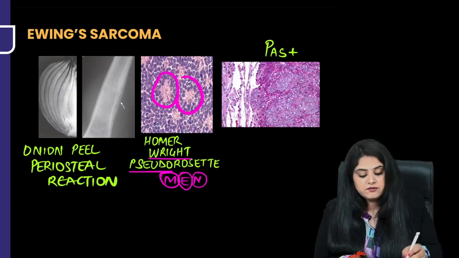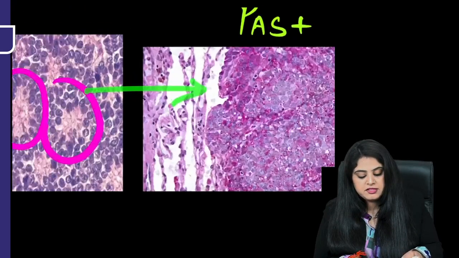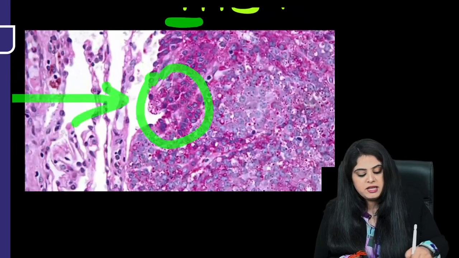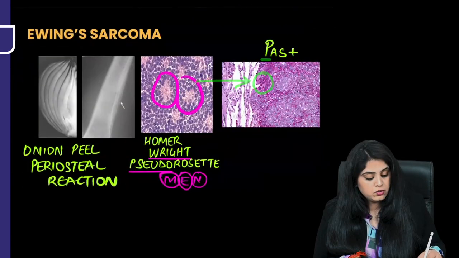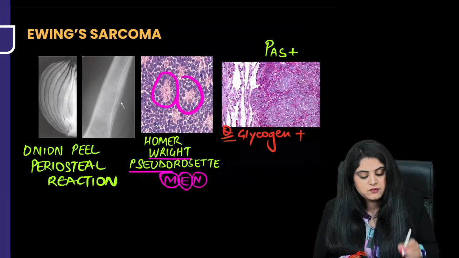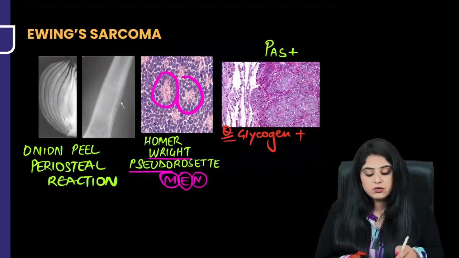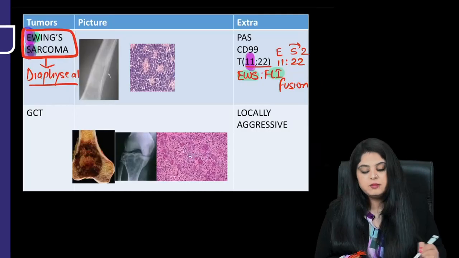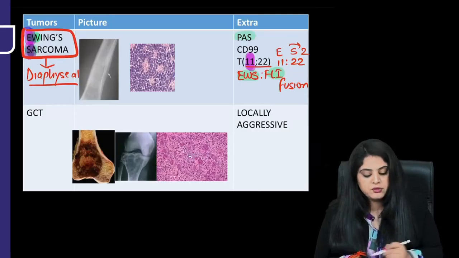And what are they positive for? These cells are going to be staining for PAS, P for pass, P for pink. What stains for PAS? Glycogen. This means these cells contain glycogen. That's a previous year question, which is the only bone tumor that contains glycogen, positive for PAS. That is going to be your Ewing sarcoma. So it is PAS positive.